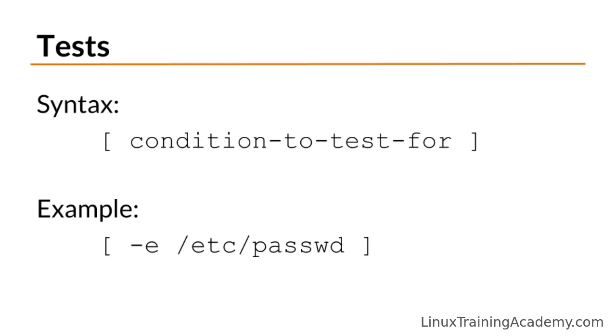To create a test, place a conditional expression between brackets. The syntax is open bracket, condition to test for, and close bracket. You can test for several types of situations. For example, you can compare if strings are equal, if a number is greater than another, or if a file exists. This test checks to see if /etc/passwd exists. If it does, it returns true. Said another way, the command exits with a status of 0. If the file doesn't exist, it returns false. That is, the command exits with a status of 1.